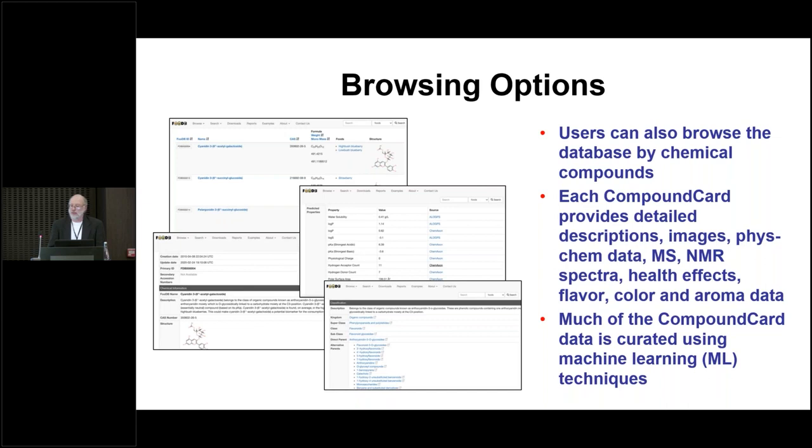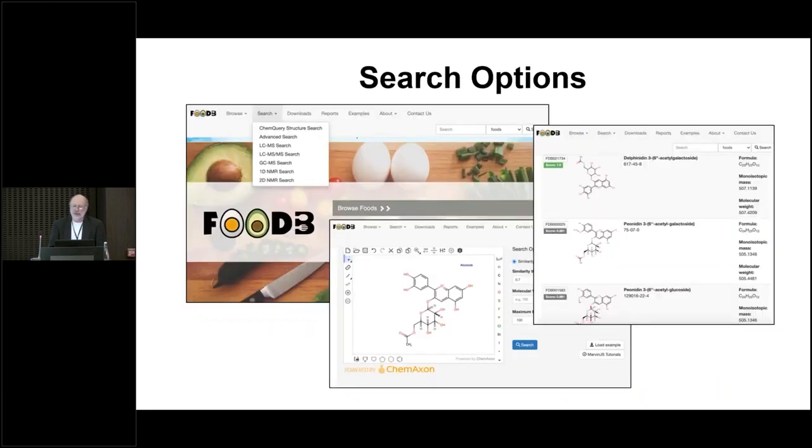So the food view is one approach, the chemical view is the other one. These are compound cards as opposed to food cards. And again, people can browse through the chemical version of it. This way you get the pictures of the structures, the physical chemistry data, the mass spec, NMR spectra. But this also captures information about the health effects, the flavor, color, and aroma data that's been either collected or published. A lot of that data has to be curated, pulled in through a variety of techniques. And again, we have to use text mining, text recognition, or machine learning techniques to help build that out.